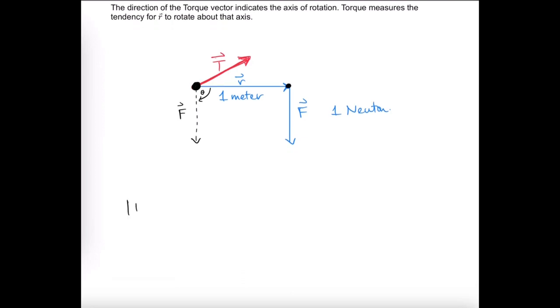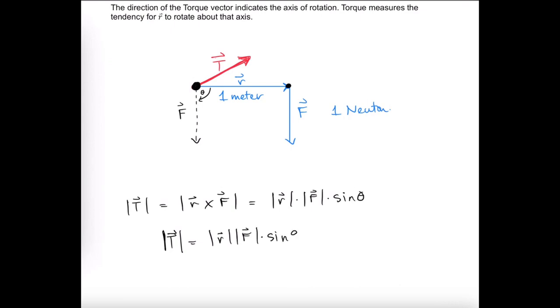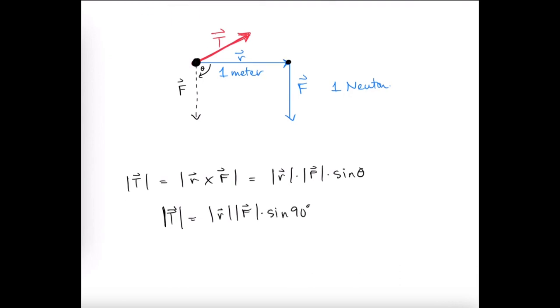So the magnitude of this torque vector is going to be given by the magnitude of the cross product of F and r. And as we've seen in a previous video, this can also be measured by mag r times mag F times the sine of the angle in between. Now, in this particular scenario, we've got them arranged such that they are perpendicular to each other. So this would be mag r mag F times the sine of 90 degrees. Well, the sine of 90 degrees is 1.